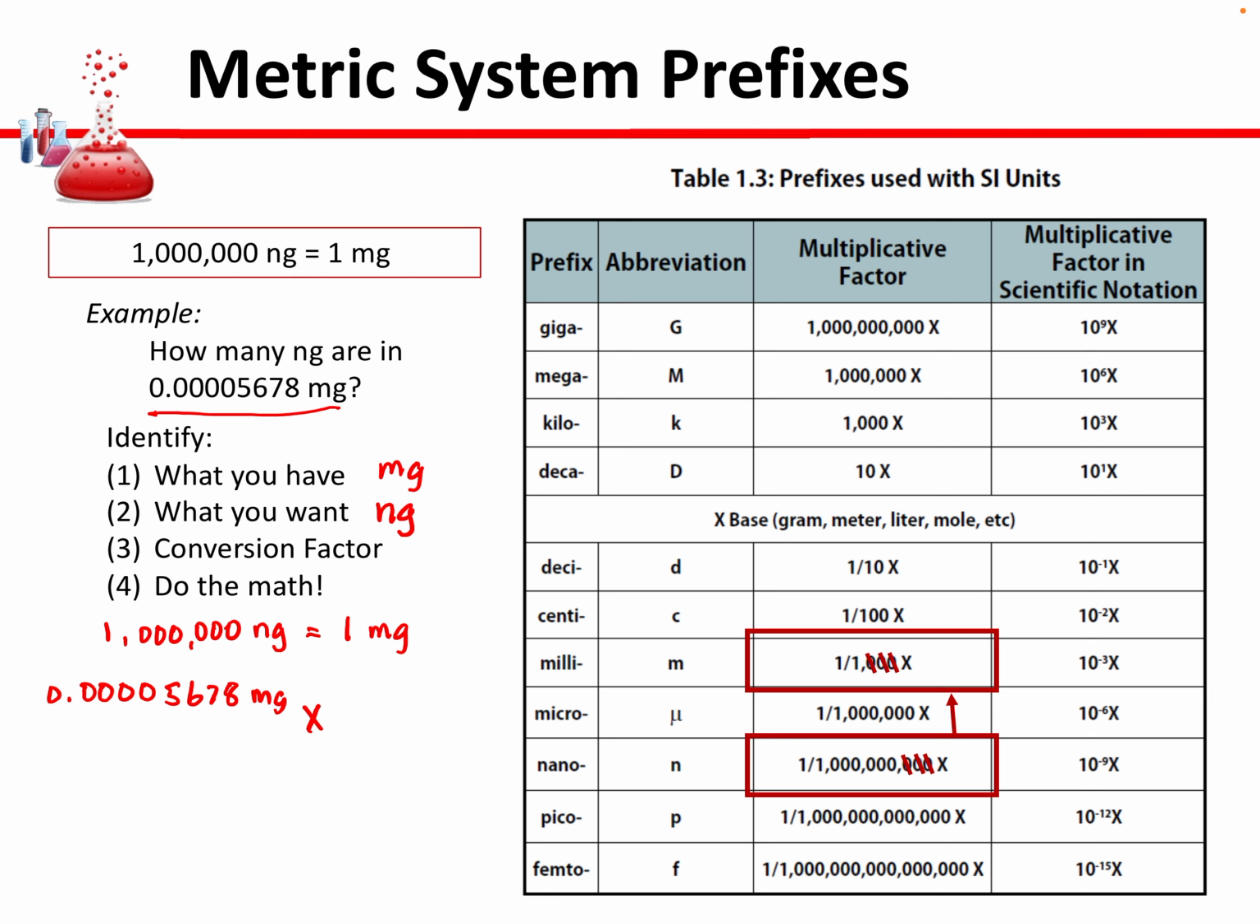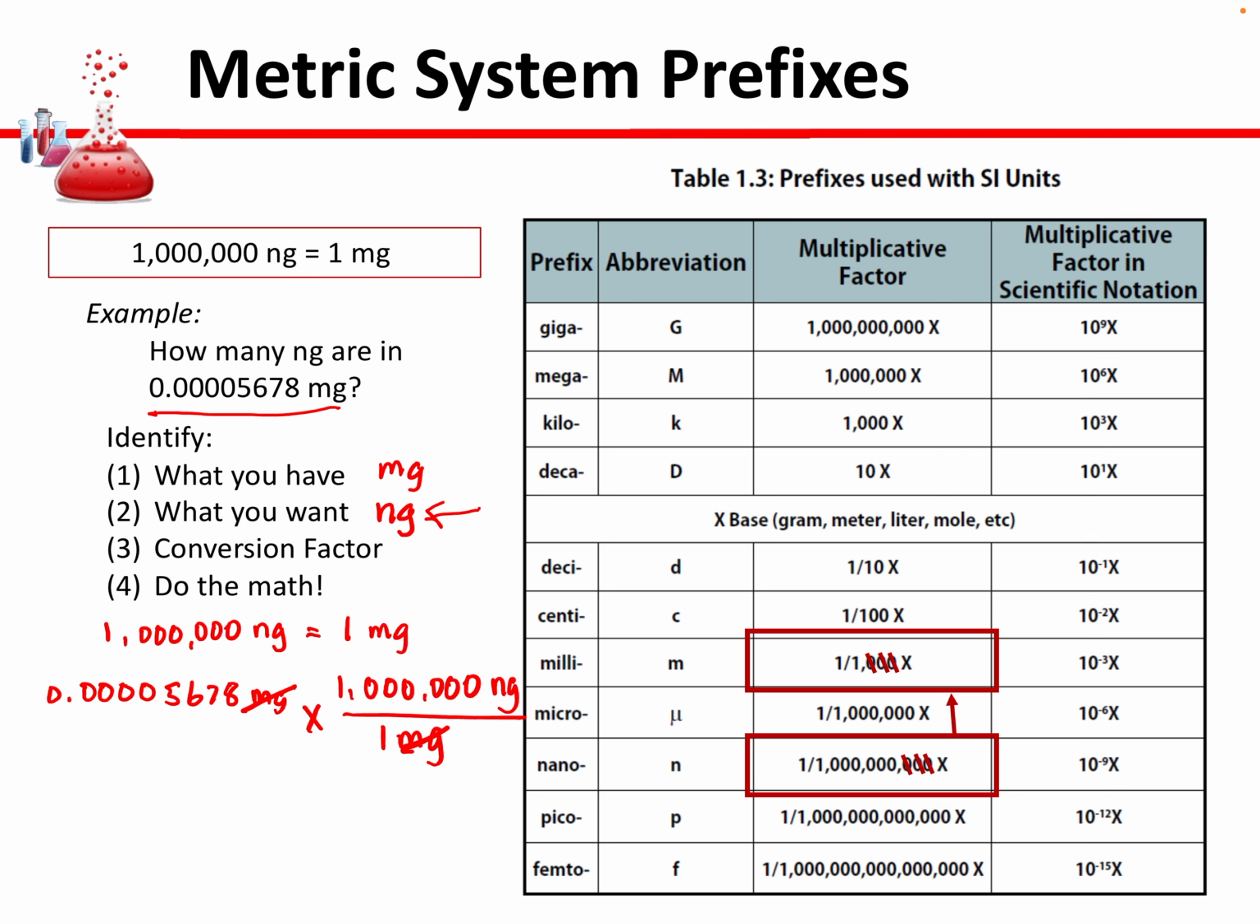Nanograms on the top? Yes, nanograms on the top because that's what we want, right? So we're going to put what we want on the top and what we need to get rid of on the bottom so that they can cancel out. So we're going to put 2, 3 nanograms on the top, 1 milligram on the bottom. Our milligrams then can cancel out, right? And we'll be left with nanograms.